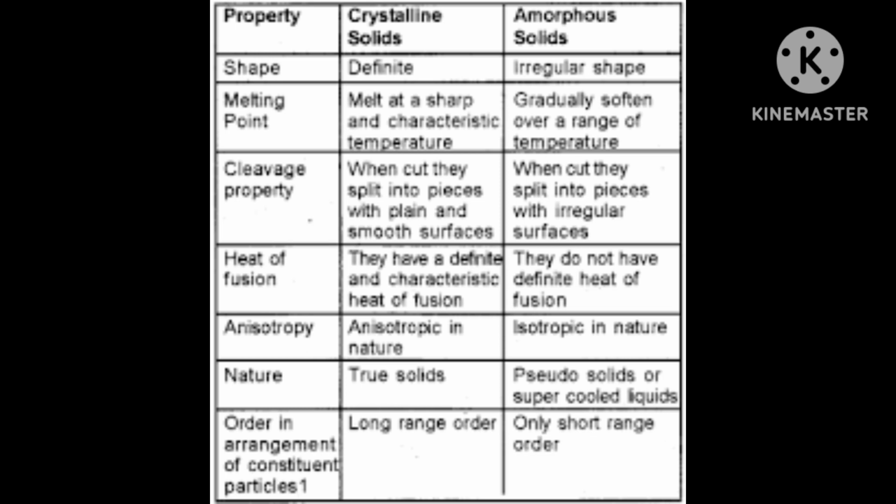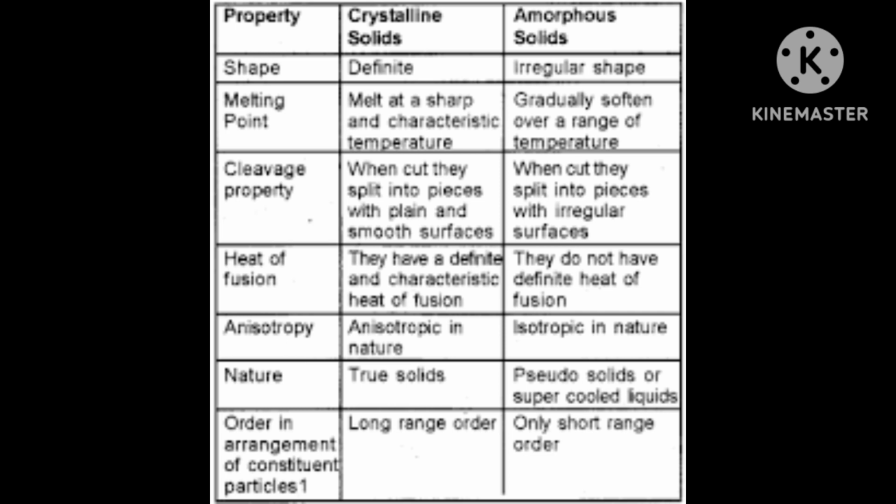Glass, rubber and plastic are typical examples of amorphous solids. Due to the difference in the arrangement of the constituent particles, the two types of solid differ in their properties. Both crystalline and amorphous solids differ in their properties.